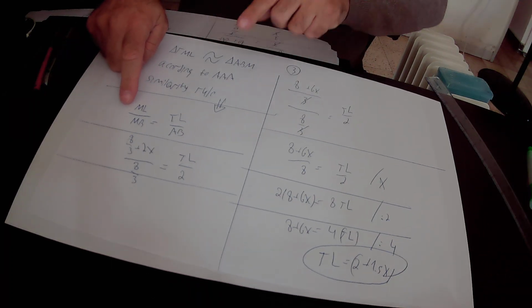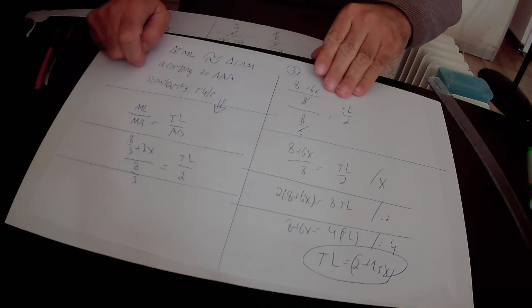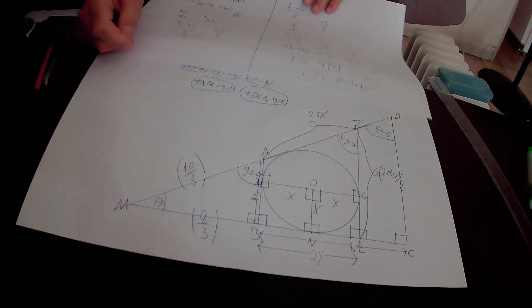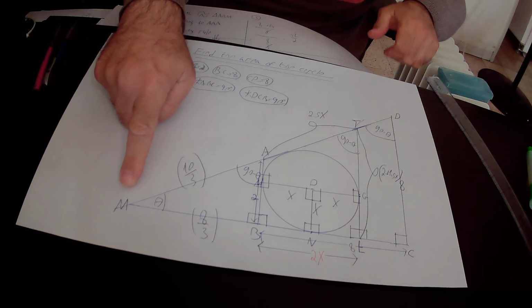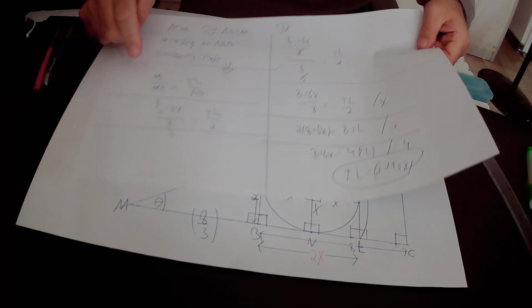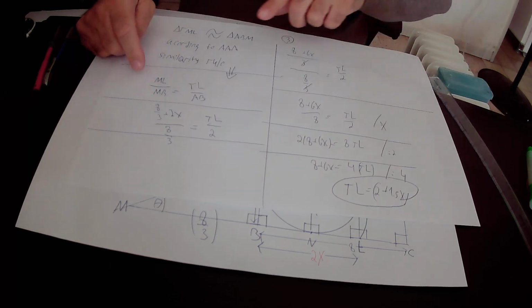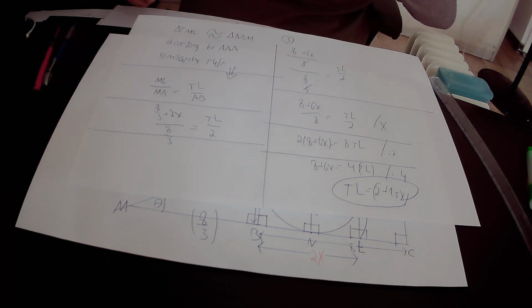ML over MB equals TL over AB. I said again that ML is 8 over 3 plus 2x. MB is 8 over 3. TL is the missing side, and AB equals 2 according to what is given in the question.